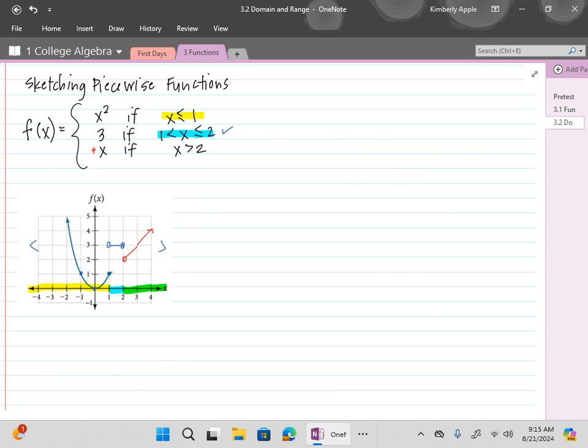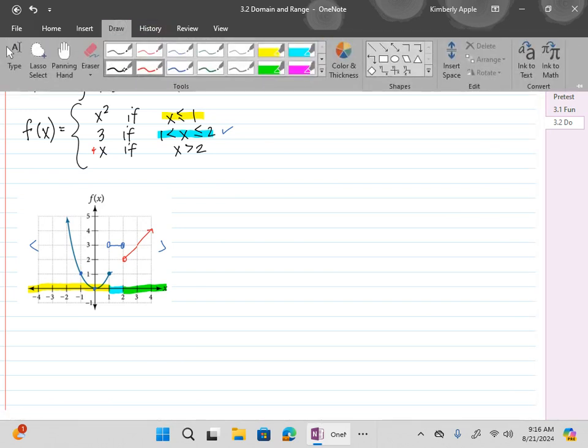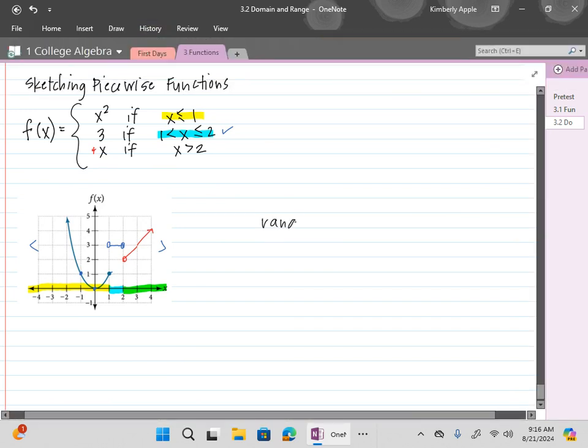Real quick, a question that I wasn't going to ask, but I will. What's the range of this function? 0 to positive infinity. Yeah, 0 to positive infinity. So let's do the range. It goes from inclusive 0 to positive infinity vertically. And let's just go ahead and define the collective domain in interval notation. We start with negative infinity to infinity.